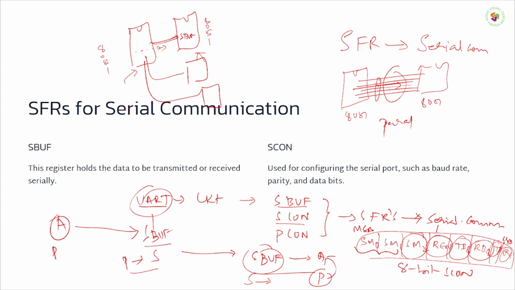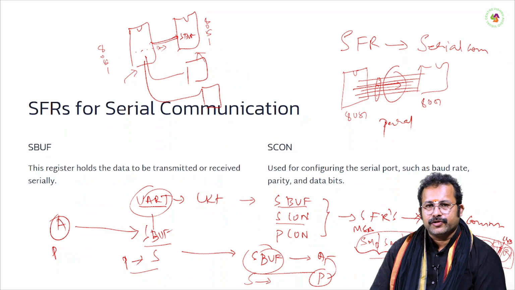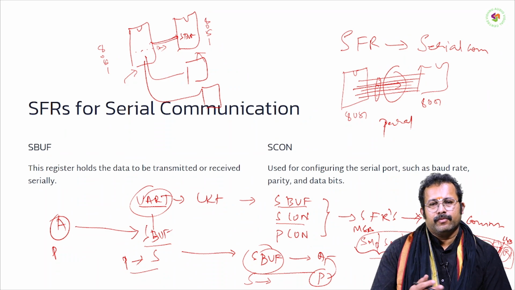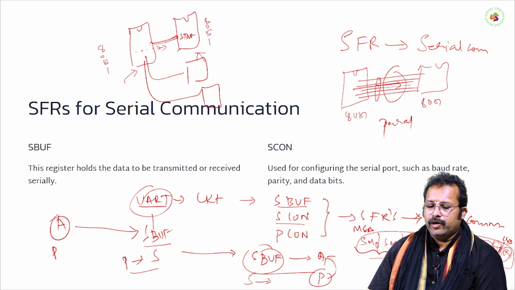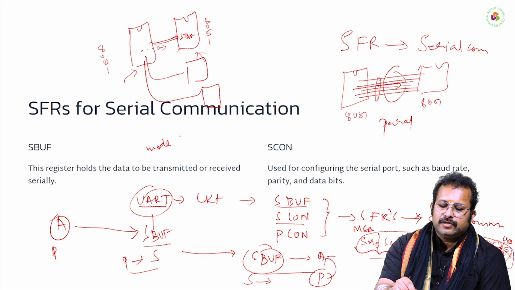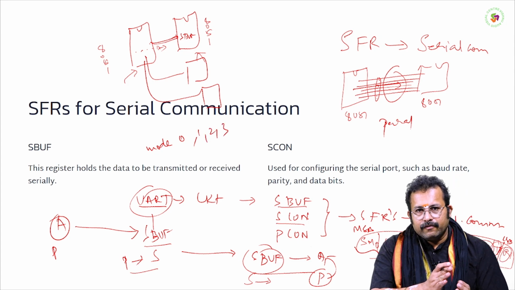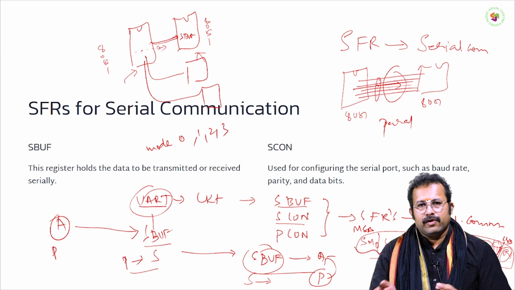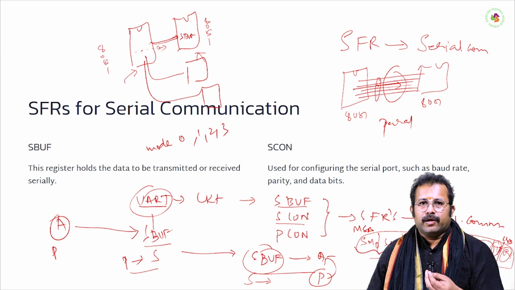This serial control register mainly focuses on 4 modes of operation. 8051 serial communication does its operation in 4 different modes. As I told in timers, there are 4 modes of operation, and likewise in serial communication it has 4 modes: mode 0, mode 1, mode 2 and mode 3. The data transferred serially from one device to another will transfer at a particular rate. That particular rate is called baud.